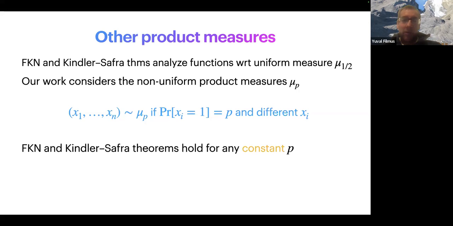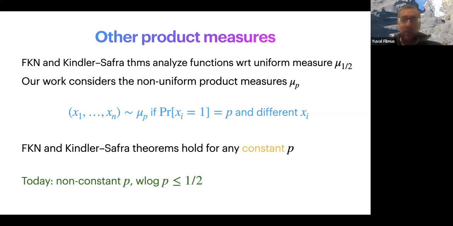Both of them hold for any constant p, maybe not if you take the original proof, but you can still show that they hold for any constant p. Now, this means that there are some big O's in the statements, and they degrade with p. As p gets closer to 0 or to 1, this constant blows up, and for some constant p, the theorems become just false, as we're going to see in a moment.